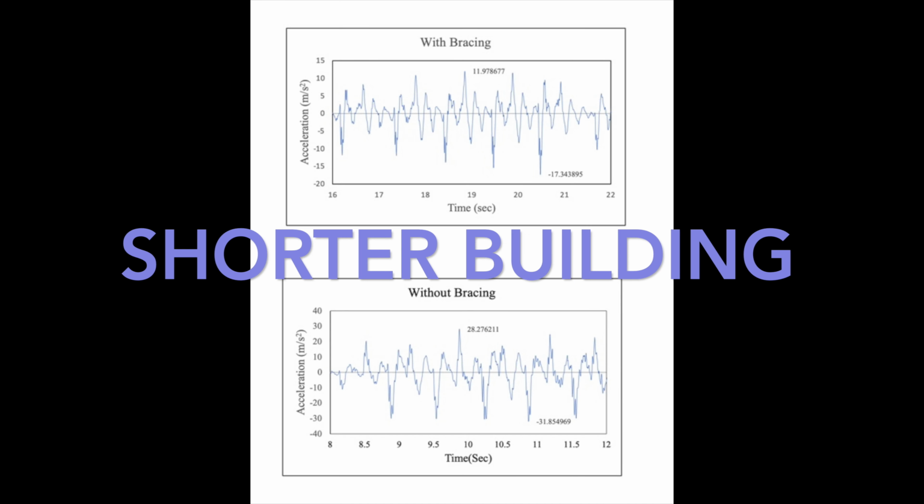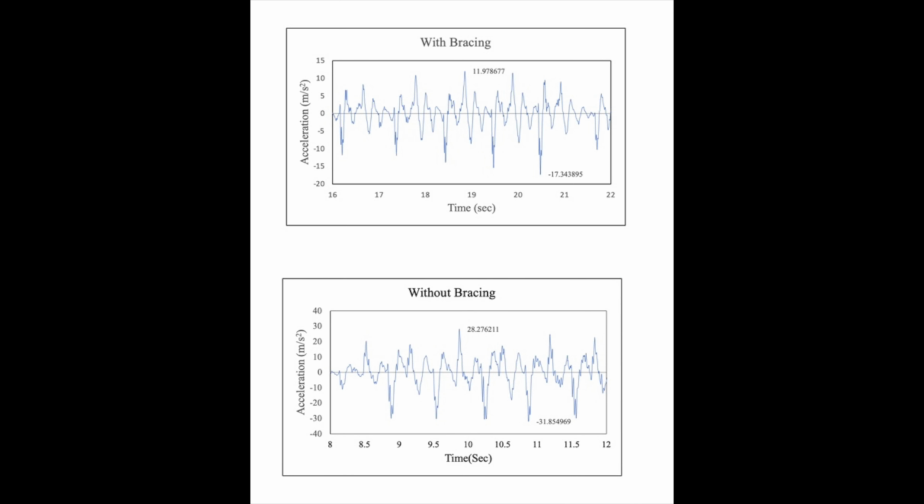Similarly, in the shorter building, we can notice that the acceleration of the building is higher in the one without the bracing, and it is much lesser when a bracing is added. So from this we can conclude that the acceleration of the building drastically reduces when a bracing element is added to the structure, thus reducing the lateral displacement.